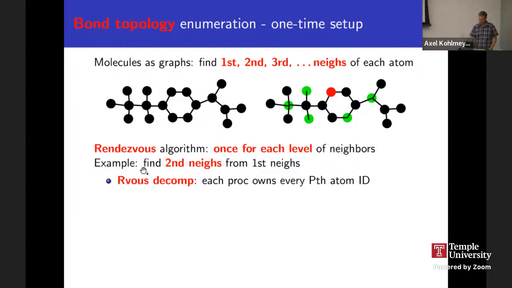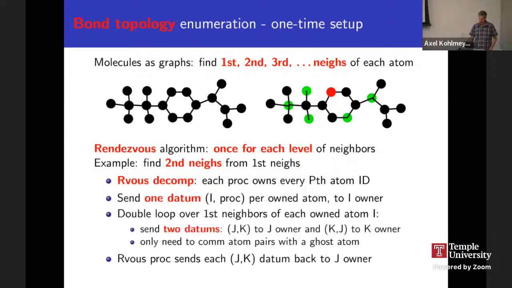So I'm going to illustrate here in words how to get second neighbors once you already know the first neighbors. The rendezvous decomposition is to have each processor own a repeat atom. So if you have atoms numbered from 1 to 1,000,000,000, running on 1,000 processors, then the first processor owns atom 1, atom 1,001, 2,001, etc. Every processor does something similar. So the first stage is we're going to send one datum that has the atom ID and the processor who owns it. We're going to send that to the processor who owns that atom in the rendezvous decomposition.